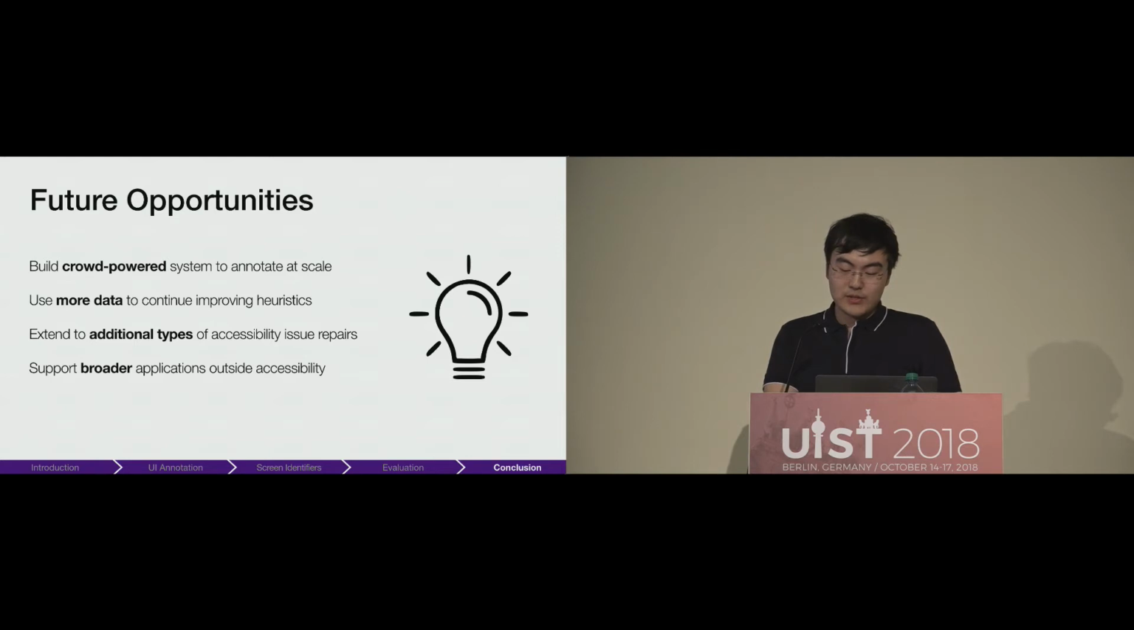In the future, we would like to build a crowd-source-based system to annotate mobile apps to repair accessibility issues at scale. So it shouldn't be limited to only the 26 apps we evaluated, but maybe for thousands of apps. Secondly, we can use additional screen data to improve our heuristics. And we also would like to repair additional types of accessibility issues. Finally, we would like to open source the project and see our work used by research outside accessibility, for example, in UI automation research.